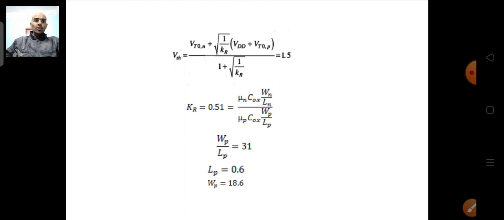Now KR, you see, is mu n Cox W by L of NMOS upon mu p Cox W by L of PMOS. W by L of NMOS we have already decided, and that is 7.9. So we substitute 7.9 along with mu n Cox, which is given in the problem as 120, and mu p Cox as 60. If you take the ratio, KR is approximately 0.5, so we keep it 0.5. Now if you find W by L of PMOS, it will come 31.